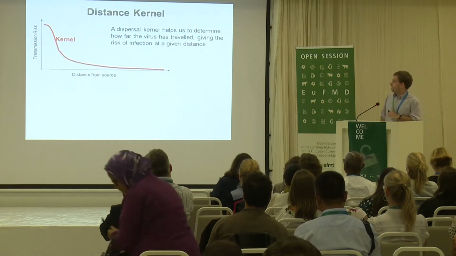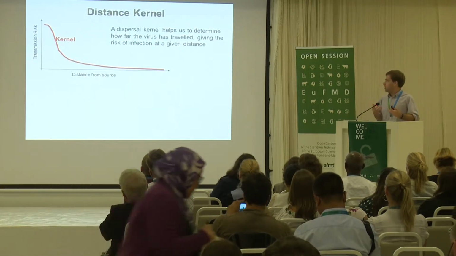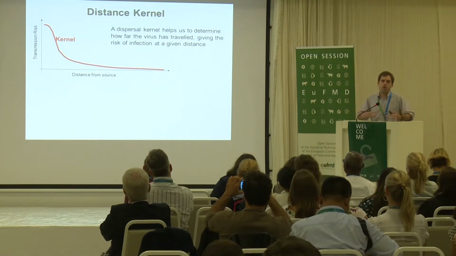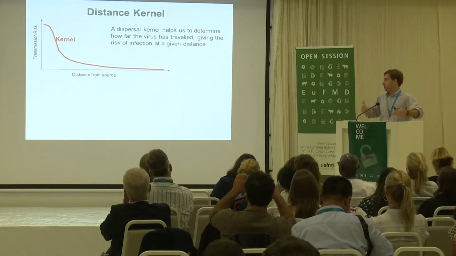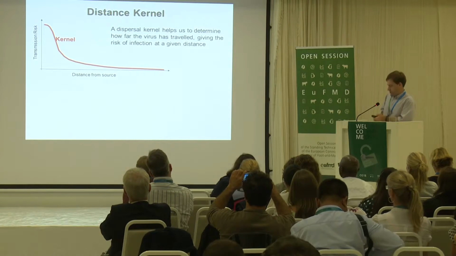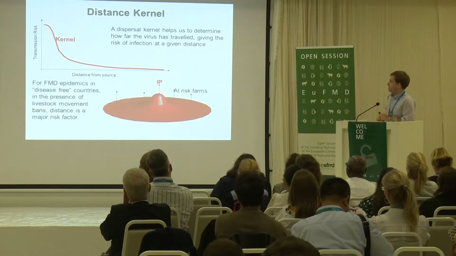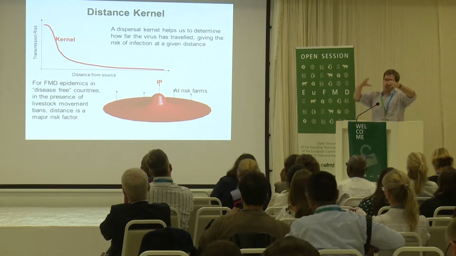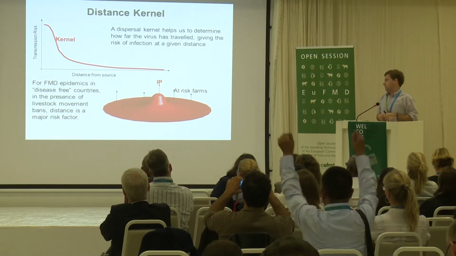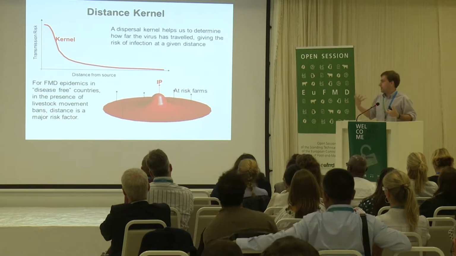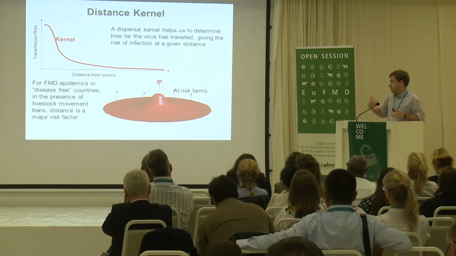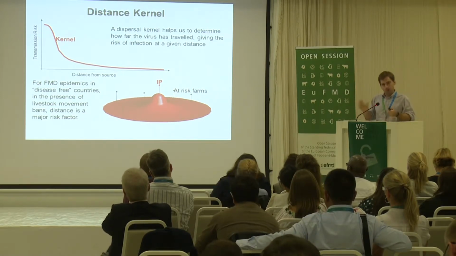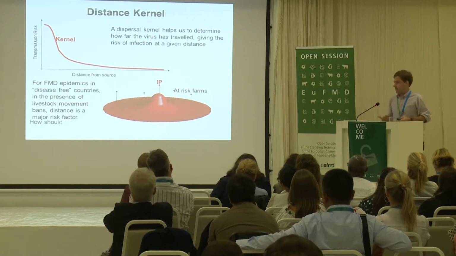So broadly, the kernel will look something like this. Based upon how far the virus has travelled, we have an estimate of risk over distance. And if we put this into sort of 3 dimensions, so you have your infected farm in the middle and you get this sort of cone shape. So again, you've got a higher risk of infection the closer you are. And this is a classical way that we would think about disease-free settings. But I'm not going to talk about that. I'm going to talk about endemic settings.